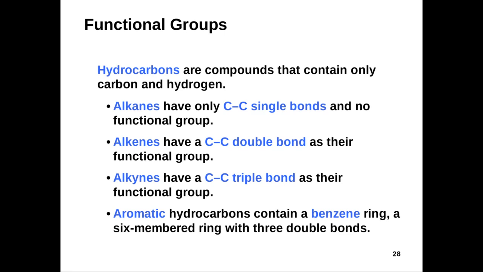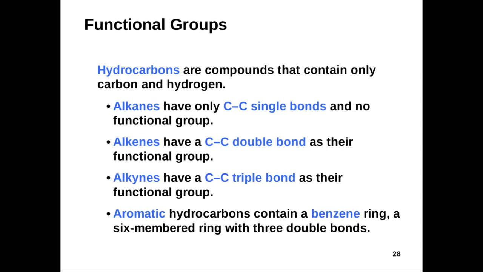Alkenes, so E-N-E-S, again not the best naming convention, but it is what it is, have a carbon-to-carbon double bond as their functional group. Alkynes, again not the best naming, have a carbon-to-carbon triple bond as their functional group. Alkanes, alkenes, alkynes: single, double, triple bonds.